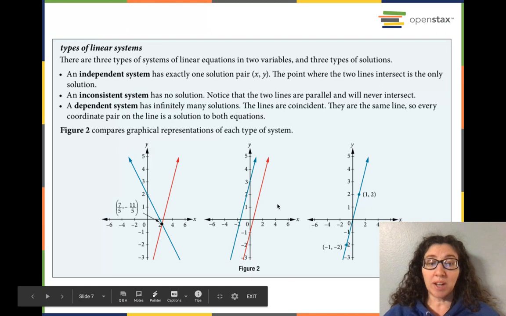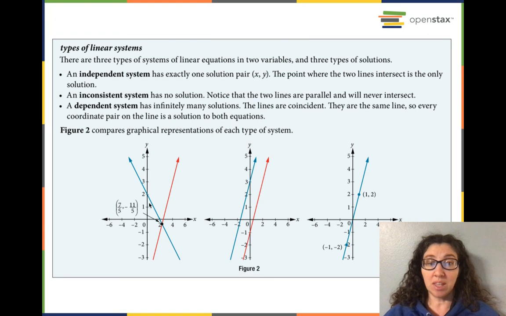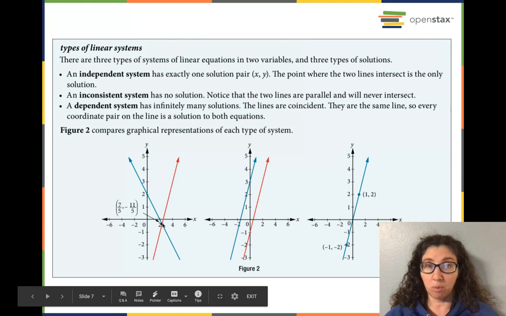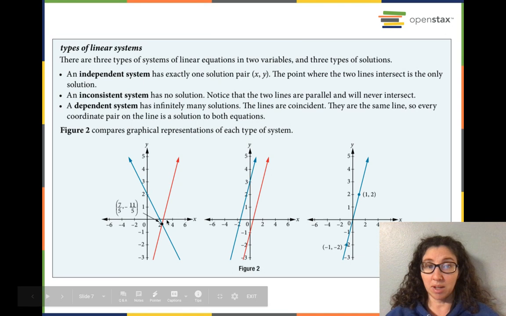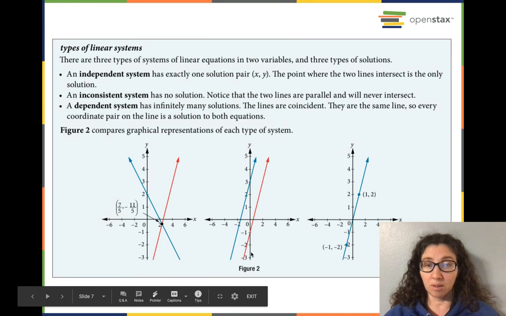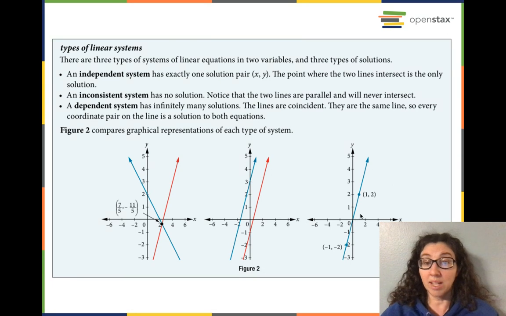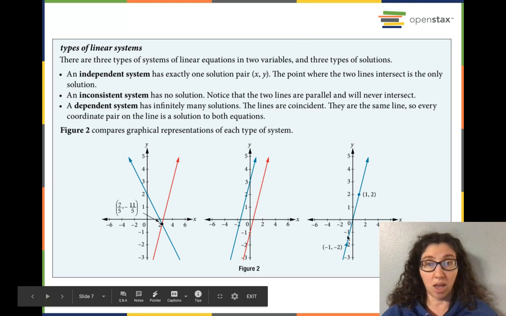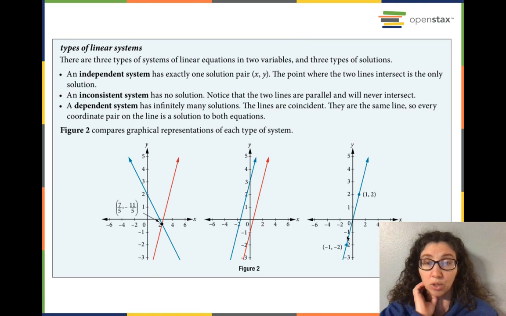And we can have three situations. If we have two lines, one of three situations will happen. Either the lines will intersect in one point, and we call this an independent system. It has exactly one solution, an x value and a y value, and that happens where they intersect. Or we can have an inconsistent system, where the lines are parallel and there is no solution. They don't intersect anywhere. Or we can have a dependent system where the lines are really the same. The equations are describing the same line, right? So they're going to have an infinite number of solutions.